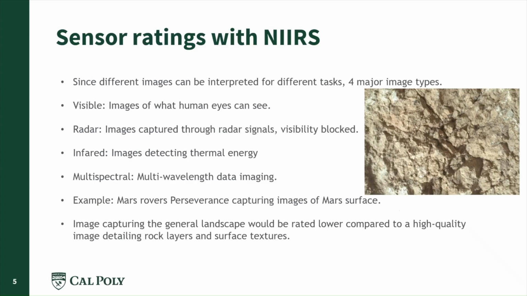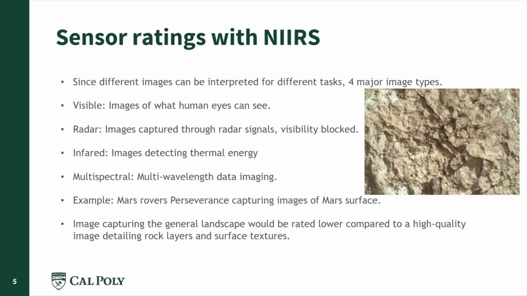Since different images can be interpreted for different tasks, there are 4 major types: visible, radar, infrared, and multispectral. Visible images are images of what the human eyes can see. Radar images are captured through radar signals where the visibility is blocked, such as in smoke and bad weather. Infrared images detect thermal energy. Multispectral is multi-wavelength data imaging.